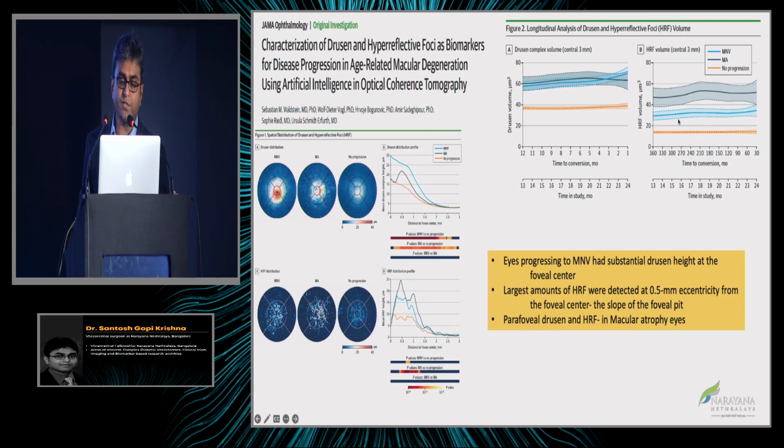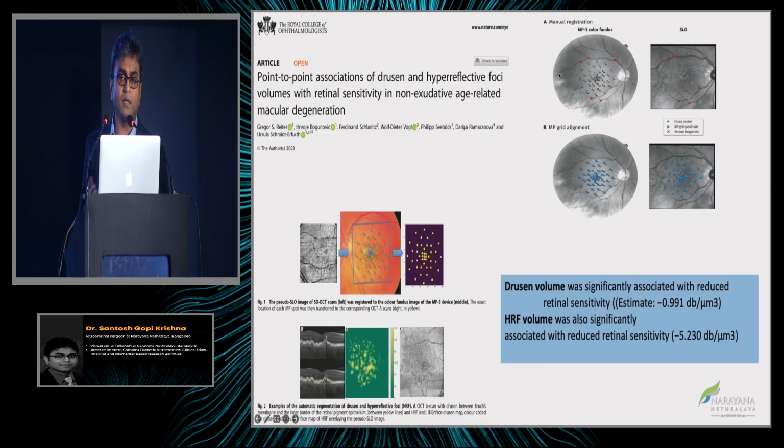And if you look at the graphs here, as time goes by and the HRFs increase, there's more risk of atrophy. When you compare with the drusenoid volume, there's more risk of neovascular membrane formation. This is another study which shows the point-to-point changes in visual acuity when they superimpose these CFP images with MAIA. And here also they found that the drusen volume was significantly associated with reduced retinal sensitivity. Even HRF volume was associated with significantly reduced retinal sensitivity.